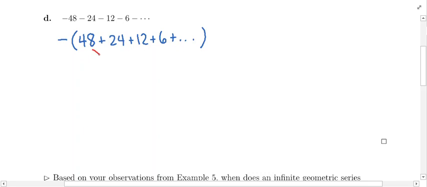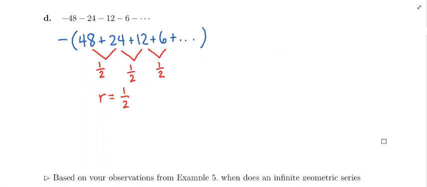To go from 48 to 24, I've got to multiply 48 by 1/2. To go from 24 to 12, I multiply by 1/2. To go from 12 to 6, I multiply by 1/2. So this is a geometric series. The r value here is 1/2.